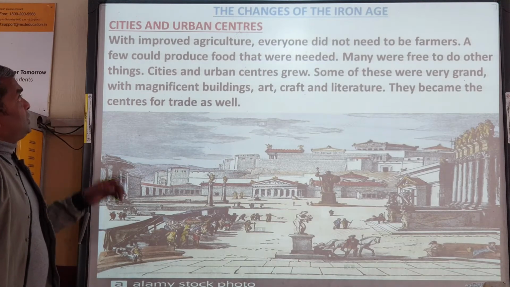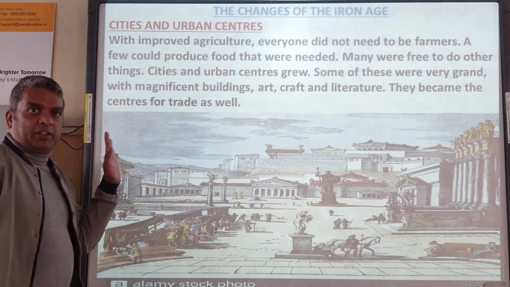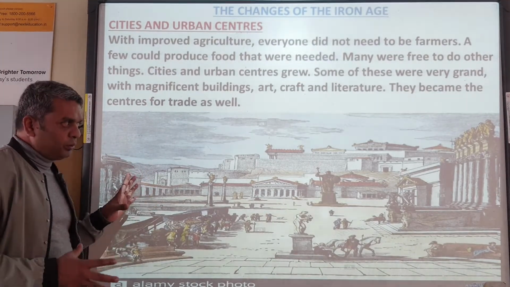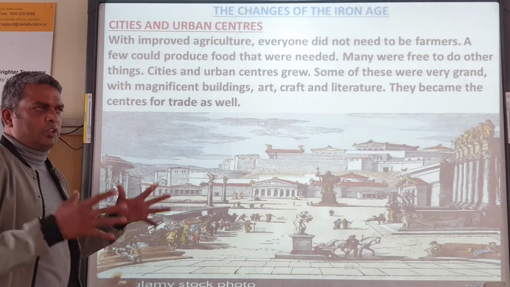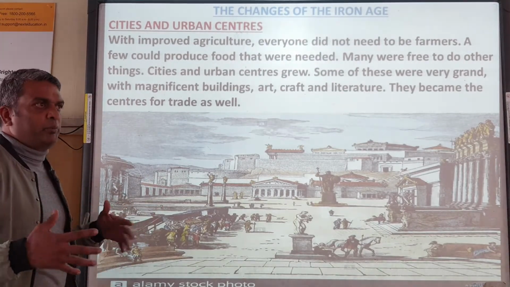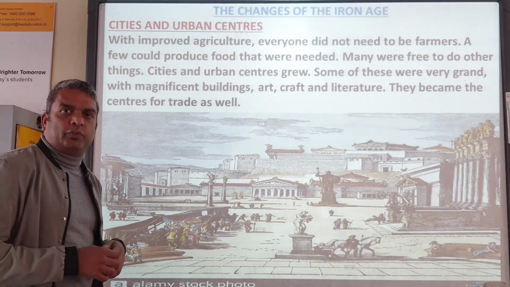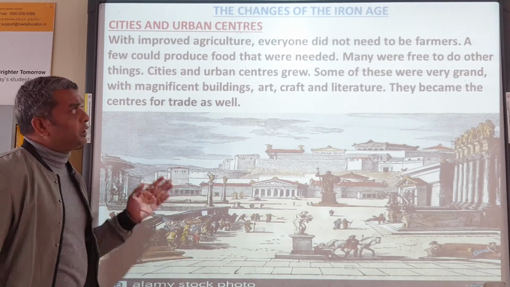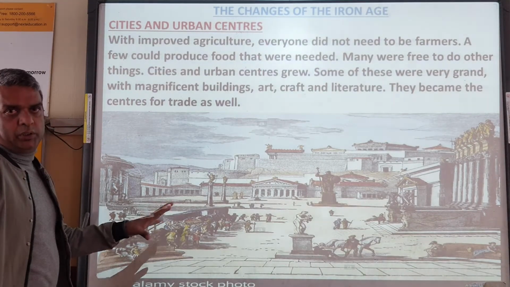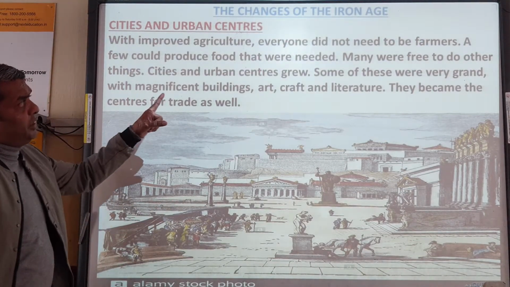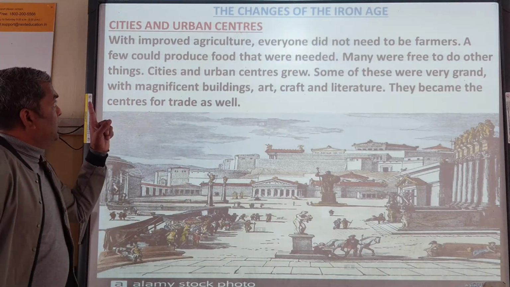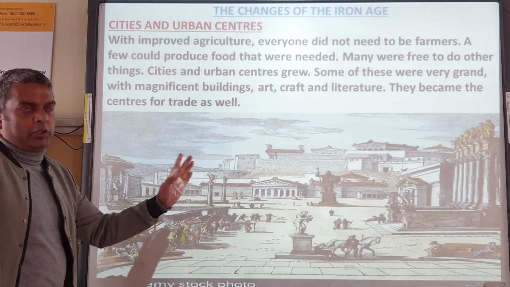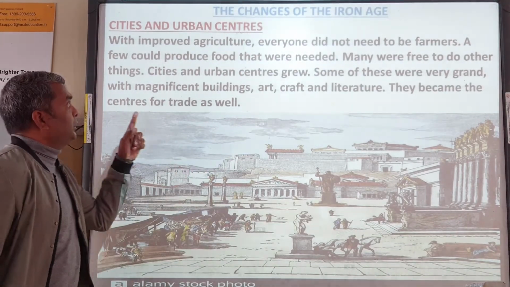Then, cities and urban centers changed. In the beginning you saw how the houses were, how the village looked like. Now, since people had a lot of time and surplus, meaning extra food was made, everyone did not do farming. So few only had to do farming because there was so much food left. So what did the other people do? They did other work. Okay? With improved agriculture, everyone did not need to be farmers. A few could produce the food that was needed. So few of them did farming. What did the others do? Many were free to do other things.